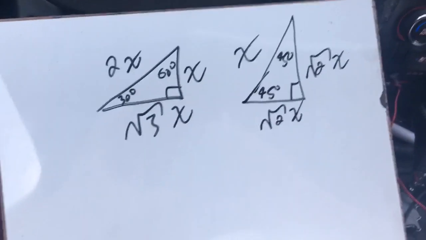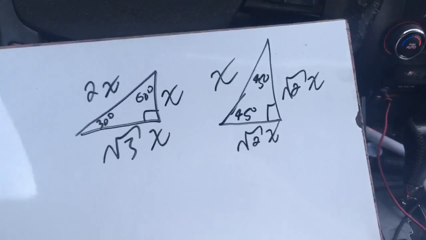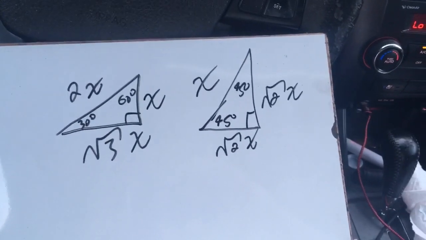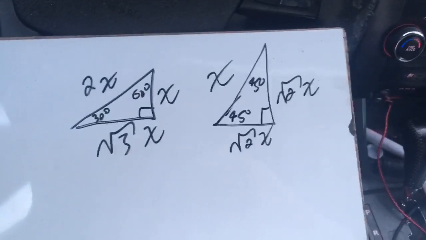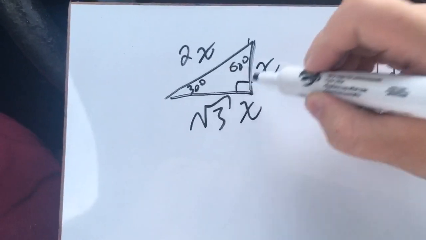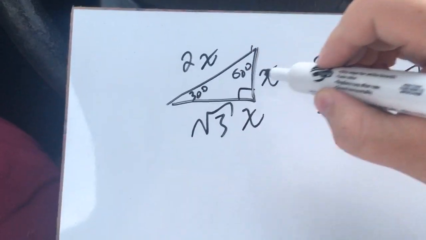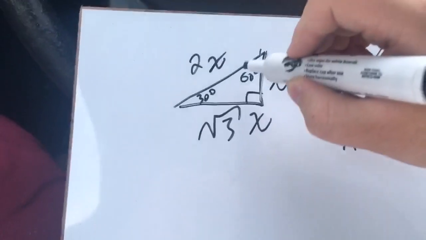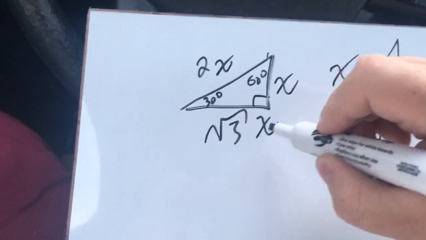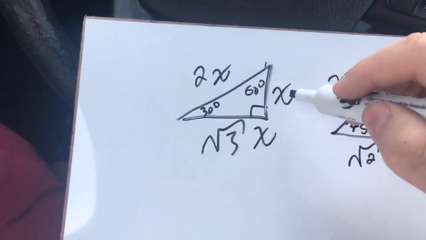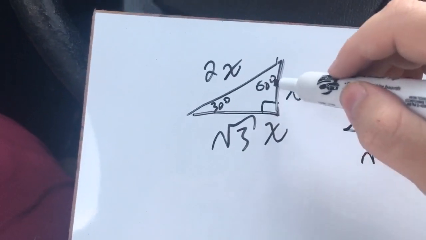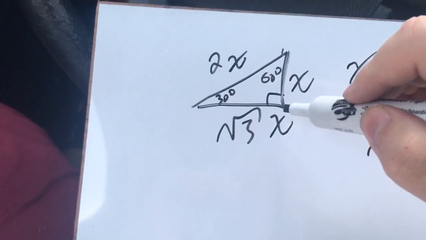In this video, I'm introducing you to 30-60-90 ratio triangles and the 45-45-90 triangle ratios. If you have a 30-60-90 triangle and this side is x, the side opposite the 30-degree angle, then the side opposite the right angle is going to be 2x, and the side opposite the 60-degree angle is going to be root 3 x. So if x is 10, then the hypotenuse is 20, and this side opposite 60 degrees is 10 root 3.